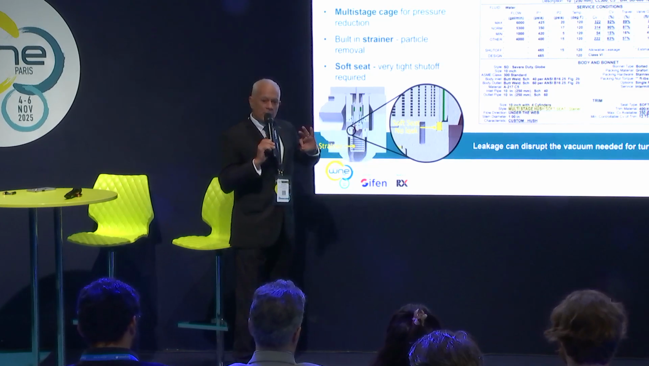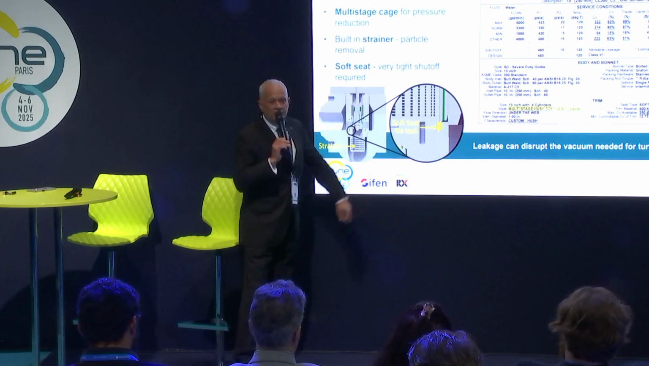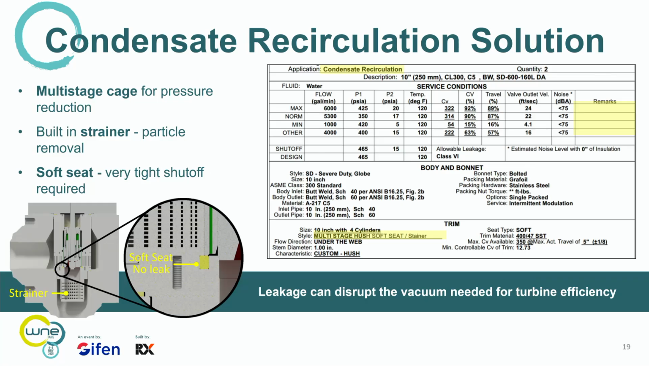Any small impurities that made it through the strainer, we put in a soft seat, but this isn't just any soft seat, it's a PEEK seat, okay? And what's interesting is that if anything makes it through the strainer, it actually will get embedded into the PEEK seat and still maintain the tight shutoff.